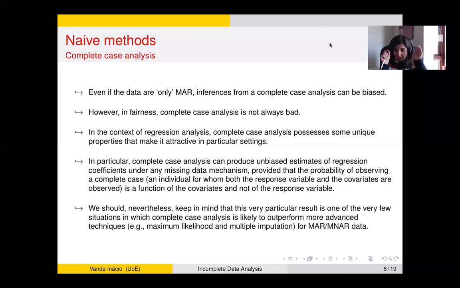But you should be aware that there exists a scenario where complete case analysis is a valid approach regardless of the missing data mechanism, and we will look at this result, as I said, in more detail in the next workshop.